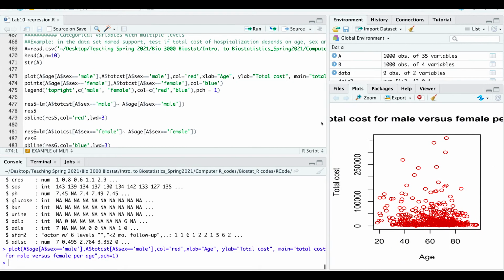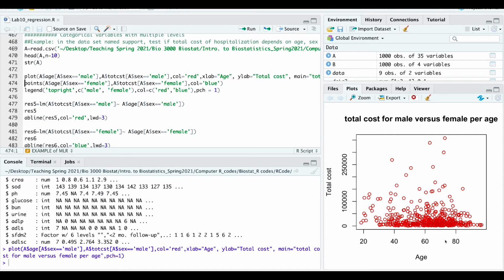You see that these are the data. Whenever the age increases, does the total cost decrease or increase? It sounds like it does not increase or decrease very significantly, but we cannot say for sure from the scatter plot only. This is for male because the first one is for male. For the second, under that plot I'm just adding points because it is a scatter plot, age versus the total cost for sex female.